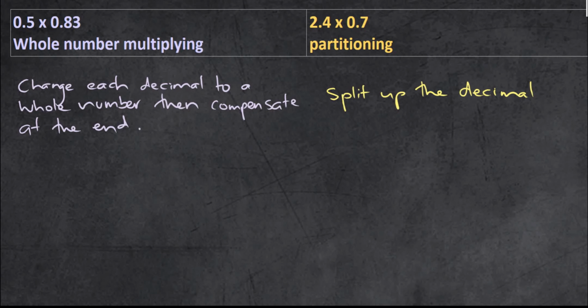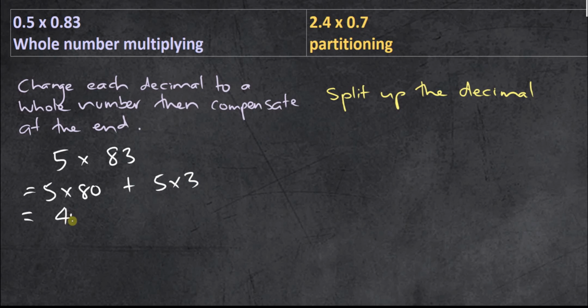So the first strategy here, we have 0.5 times 0.83. This strategy involves changing both numbers into whole numbers. So this problem becomes 5 times 83. So we want to just solve that, and then at the end we're going to compensate. So using our whole number strategies, this would be the same as 5 times 80 plus 5 times 3. So we get 400 here plus 15, which gives me 415.